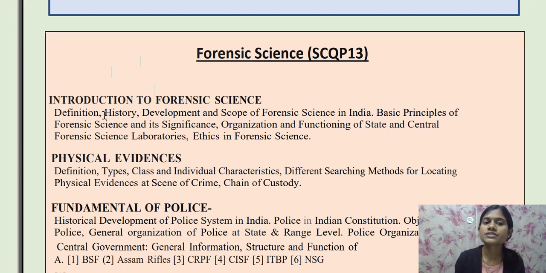And also history. In the history you will learn about different branches of forensic science, the different scientists involved in forensic science, and how forensic science developed. They also mention the development and scope of forensic science in India. So how forensic science developed from the olden days. Now we use different methods and different evidence knowledge for forensic investigation, but in the olden days we did not use all of these. How forensic science developed in India and what its importance or scope is, I will explain.